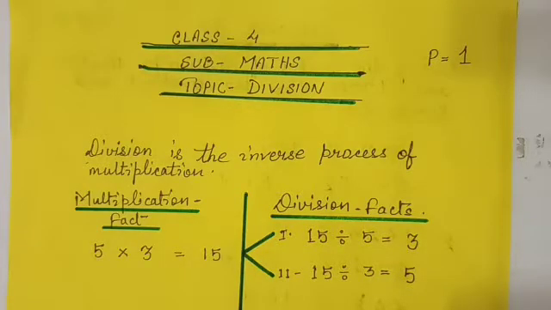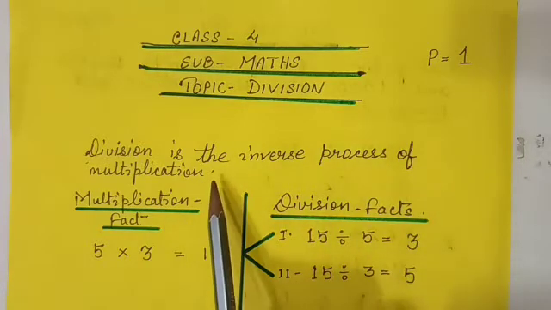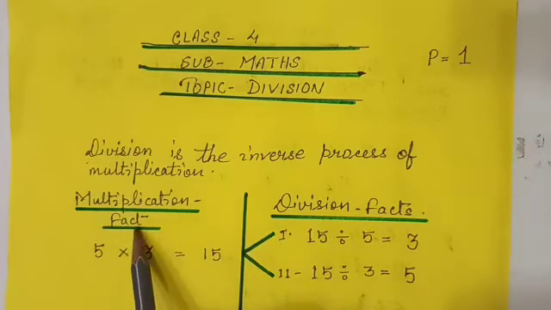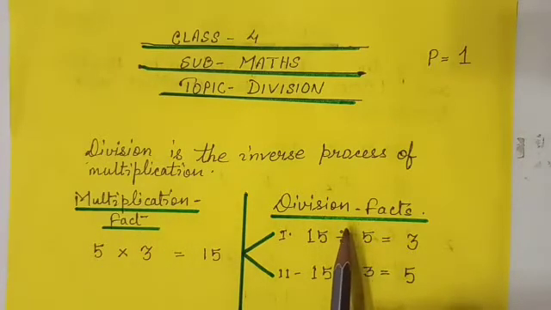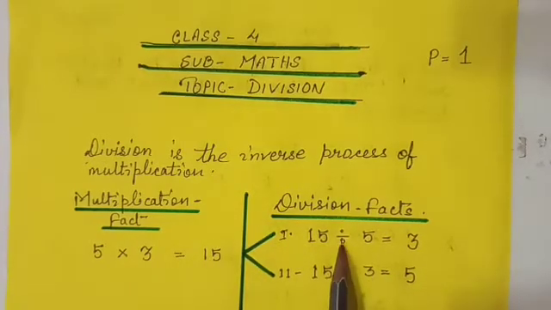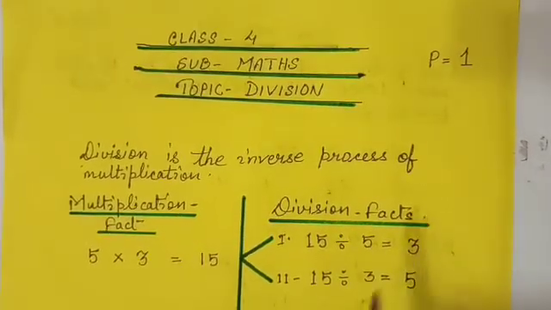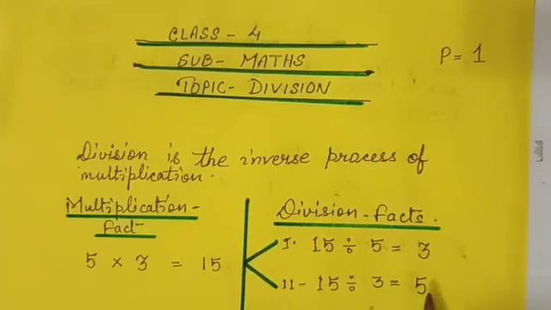Today, the topic is division. Division is the inverse process of multiplication. For every multiplication fact, there are two division facts. 5 into 3 is equal to 15. Therefore, 15 divided by 5 is equal to 3 and 15 divided by 3 is equal to 5.